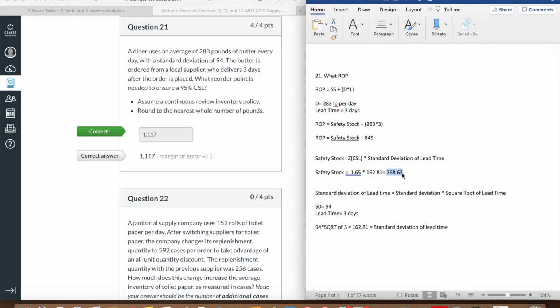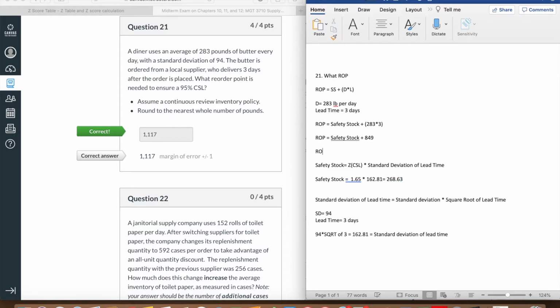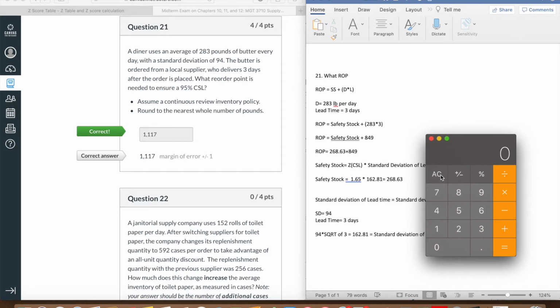So we need to take the safety stock that we already got and plug it back into this original equation. So now we know that ROP is equal to 268.63 plus 849. If we do the math on that, the result is 1,117. And there's a margin of error of plus or minus one, just for calculation's sake, due to the decimal points.